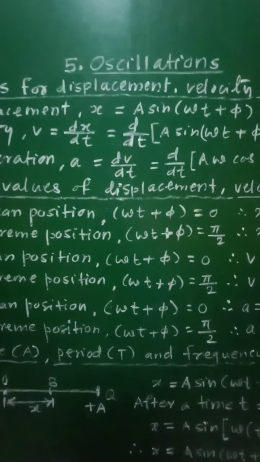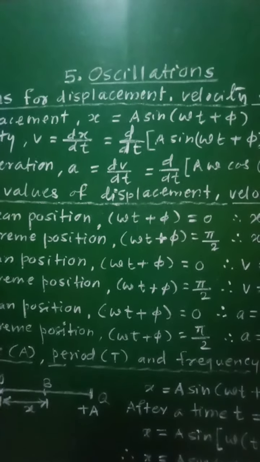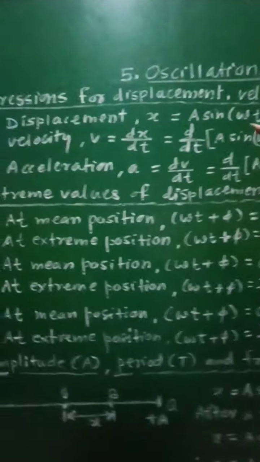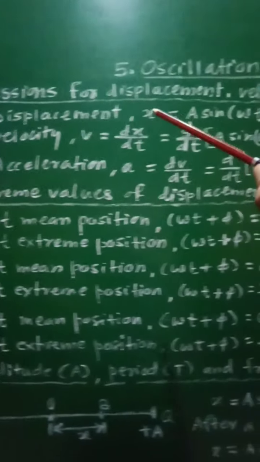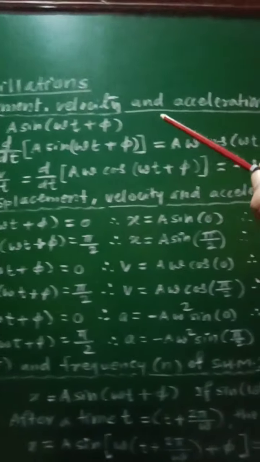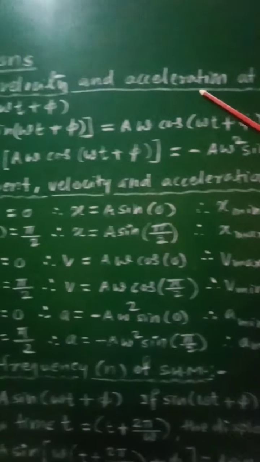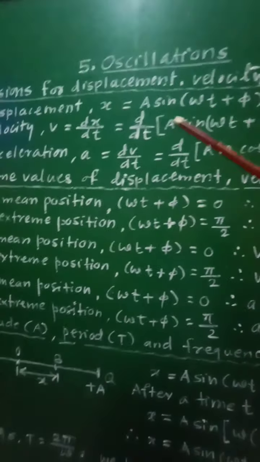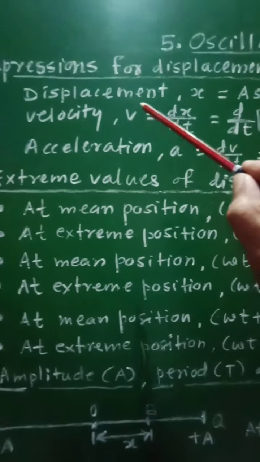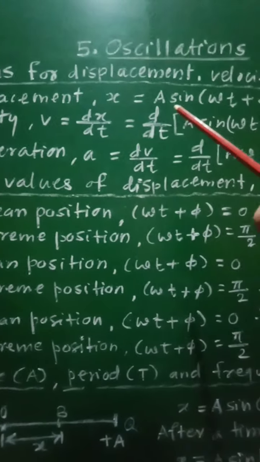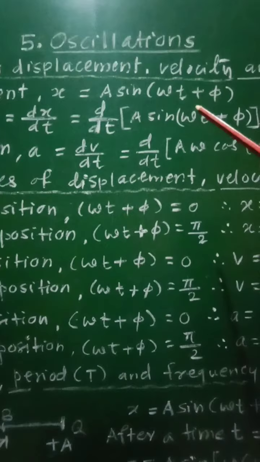Class 12th subject physics, 5th chapter oscillations. From this chapter, let us see the expressions for displacement, velocity and acceleration at time t in case of linear SHM. The displacement x is given as a sin(omega t plus phi).